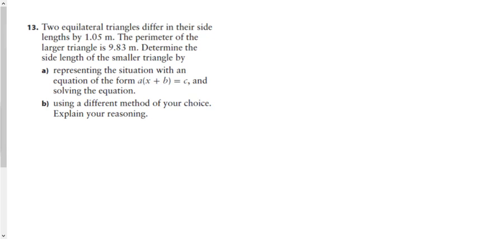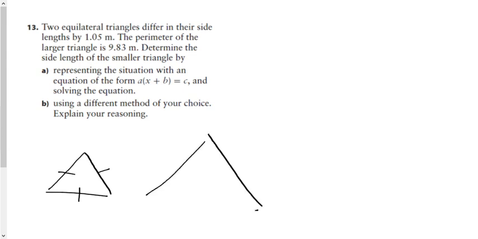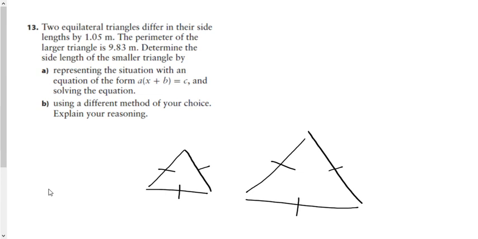All right, your last question from homework says two equilateral triangles differ in sides by 1.05. So right away, I'm going to draw two equilateral triangles. An equilateral triangle is all three sides are the same. And I know that they're not the same length, so I'm going to draw them one bigger than the other. It doesn't really matter which one's which. Okay? So they differ in sides by 1.05.